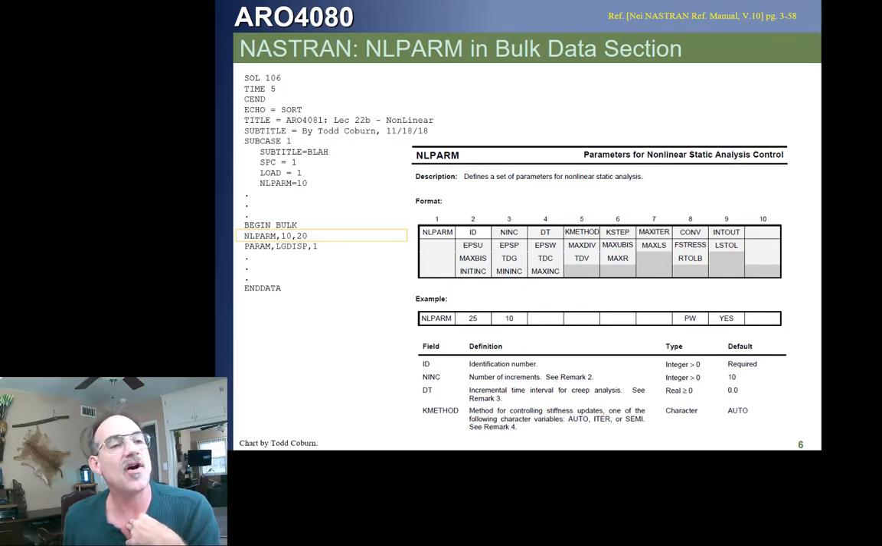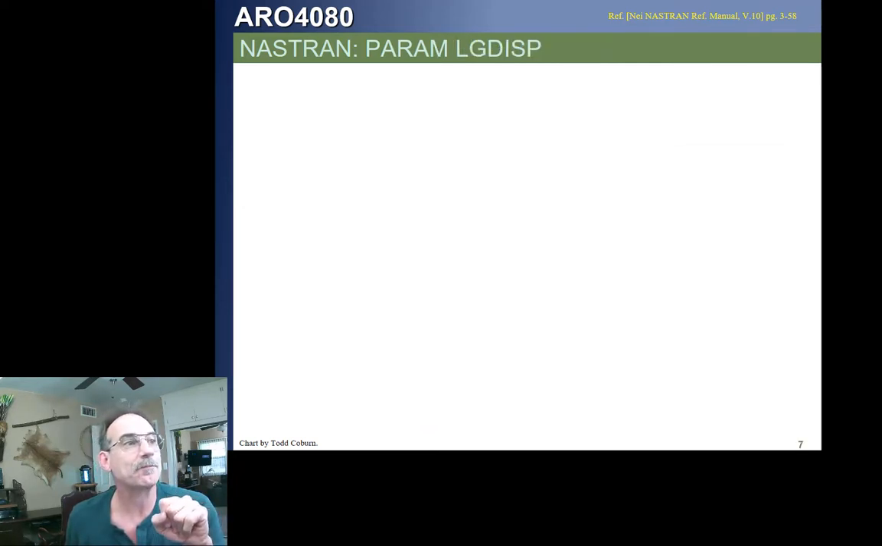And then there are a whole bunch of things calling out what the method and step size and other little things that you can put in to this card. We're not going to deal with any of those. We're just going to use these first two fields, which means the ID that matches the NLPARM card in the case control, and the number of increments, or the number of pieces we're going to divide that load into. So 100 pounds divided by, if we do 10, then that'd be 10 pounds a piece. If it's 10,000 pounds divided by 10, it'd be 1,000 pounds each. Got that? Keeps it pretty simple, and it's good enough for our work in this class.